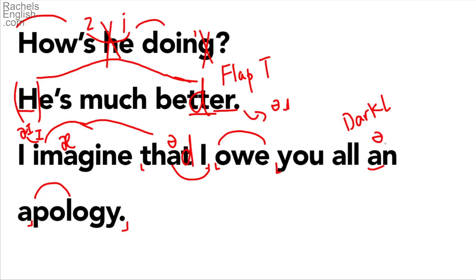If it was the end of the thought group or it linked into a word that began with a consonant, I probably wouldn't lift the tongue tip. I owe you all. I really owe you all. There, I'm making a dark sound, light, subtle at the end, but I'm not lifting my tongue tip. But because we're linking into a word that begins with a vowel, let's go ahead and lift the tongue tip there. You all an apology.